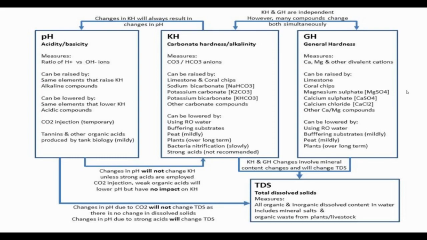This is a long chart to explain everything I've told you. But up here, changes in KH will always result in changes in pH. That is true. KH and GH are independent. KH is your buffer, GH is your hardness, which in effect affects your pH, and then eventually total dissolved solids. But whatever, y'all are going to figure this out, okay?